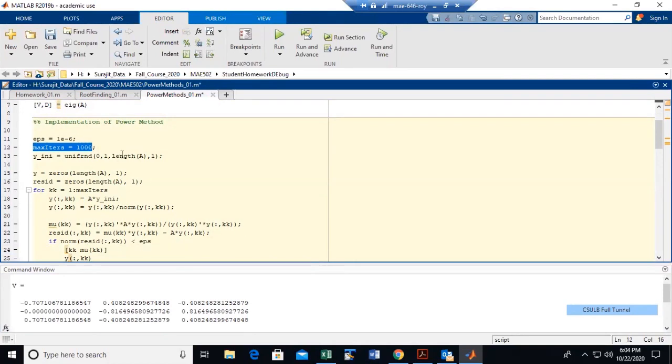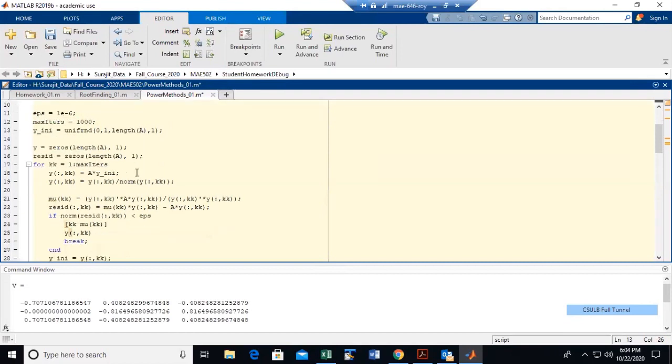Max iterations is 1000. So I have 1000 iterations basically as a max, and then the initial vector, the random vector, I generate uniformly between 0 and 1. This makes it an n-dimensional vector, whatever the size of A is, which is the length of A, which is n, which is 3, so it is generating a 3-dimensional random vector. And then instead of zeros n cross max iterations, I just make it 1. For the time being, I'm just using a 1-dimensional vector, and this size keeps on getting increased inside the loop.